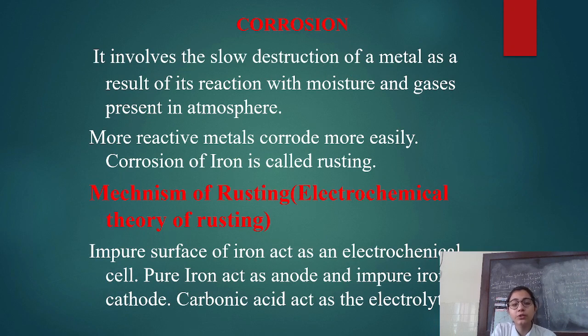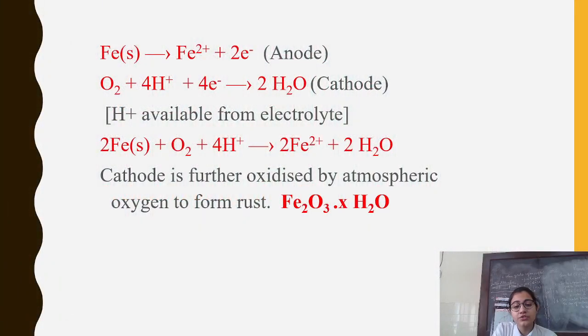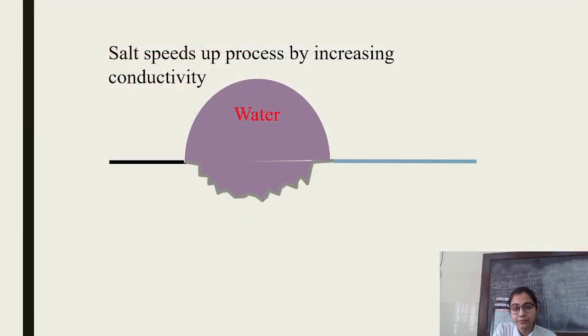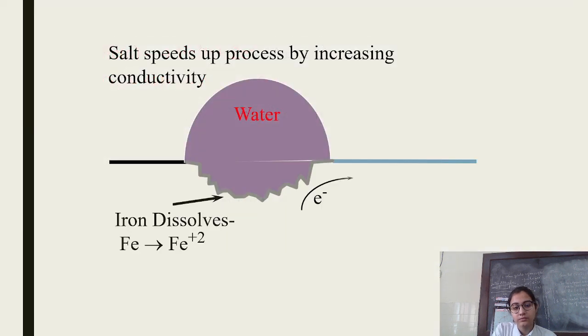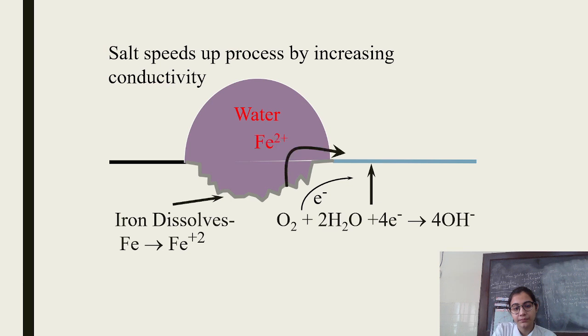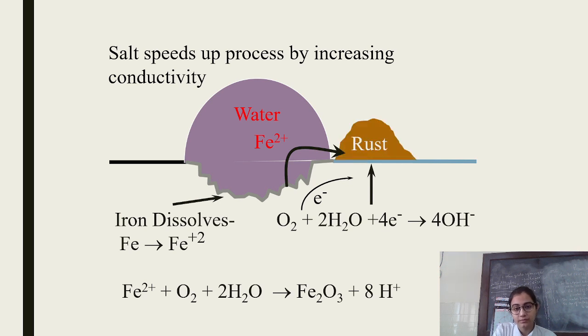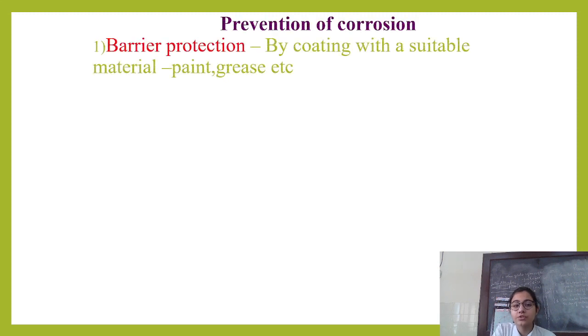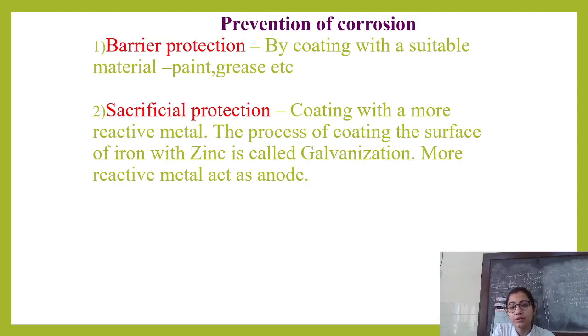Corrosion. It involves the slow destruction of metal as the result of its reaction with moisture and gases present in the atmosphere. The reaction of rusting is as follows. The cathode is further oxidized by atmospheric oxygen to form rust. This shows how salt speeds up the process by increasing conductivity. Prevention of corrosion. These are some methods for the prevention of corrosion.